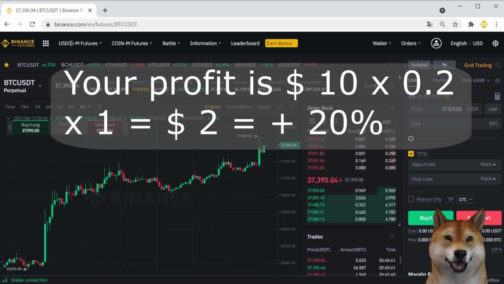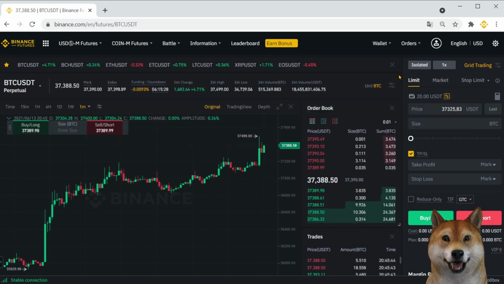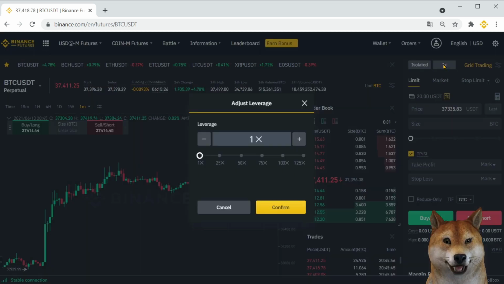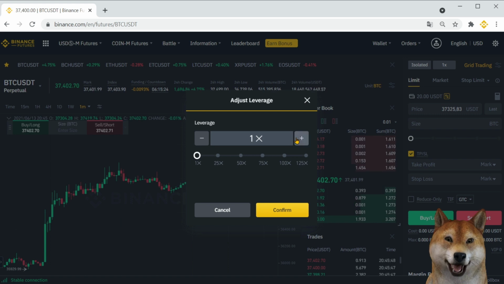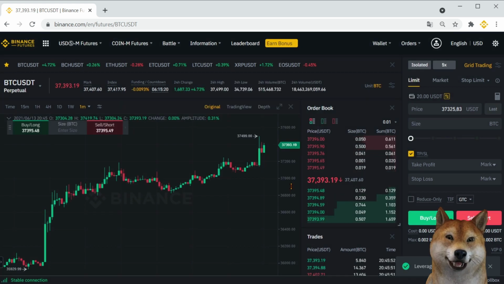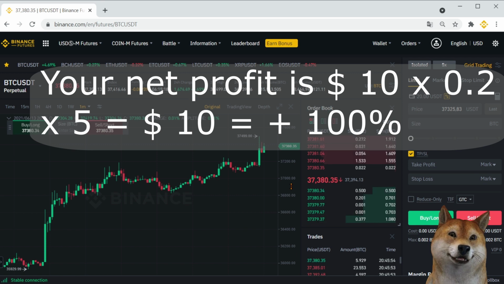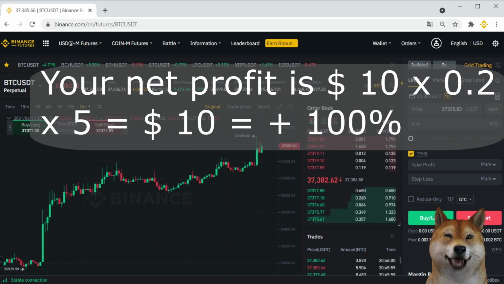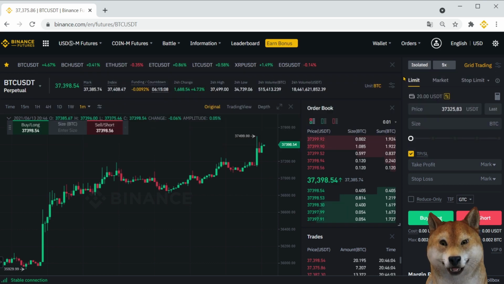Let's set our leverage to 5x. Now your position is multiplied by 5. In the event of an increase in the price of Bitcoin by 20%, we multiply this percentage by 5, which will equal 100% of the deposit. That is, you will earn $10 instead of $2. But if the price goes against you and falls by 20%, then your position will be liquidated.